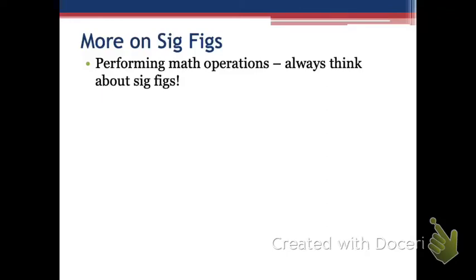When we do math during an experiment or at the end of an experiment, we have to make sure that we take significant figures into account, okay? So there's two sets of rules that we're going to go over. The first set of rules has to deal with when you add and subtract numbers, okay?